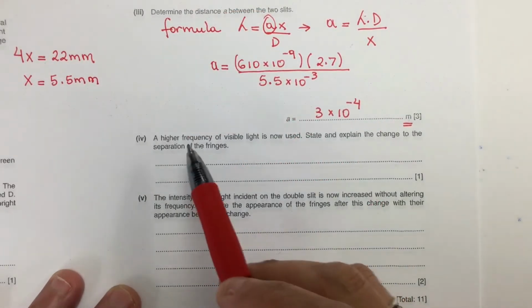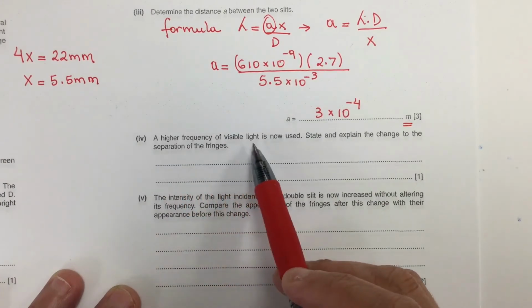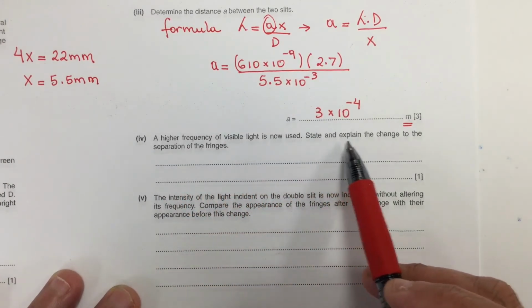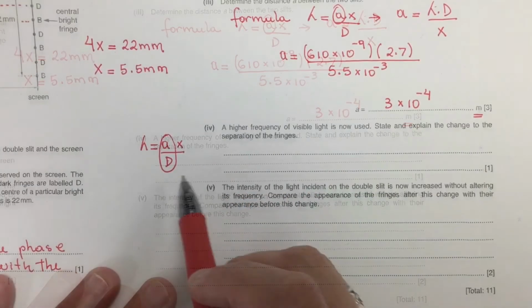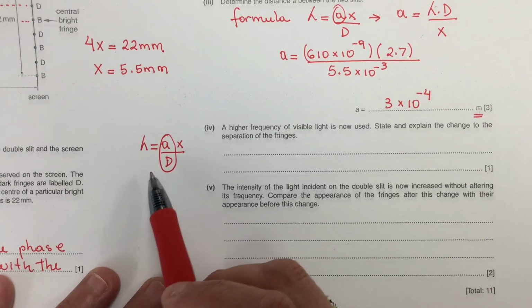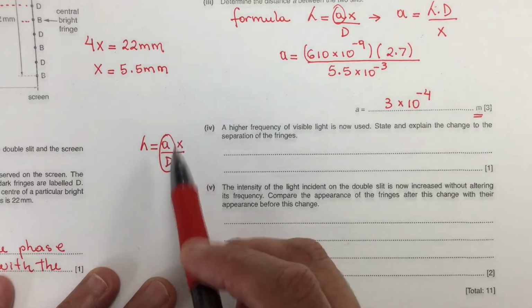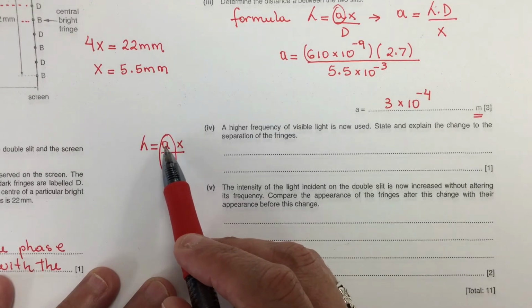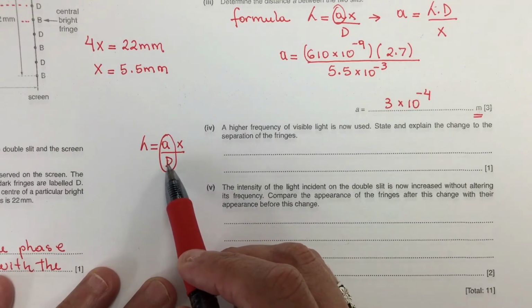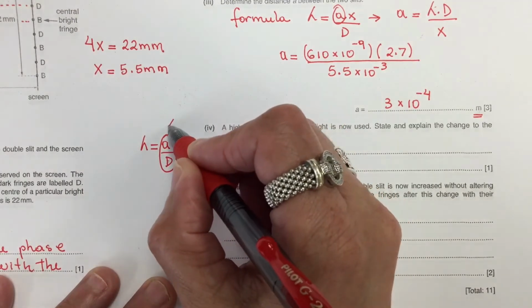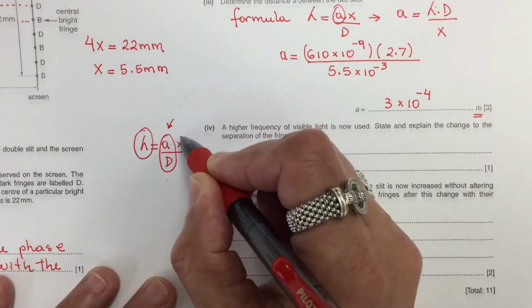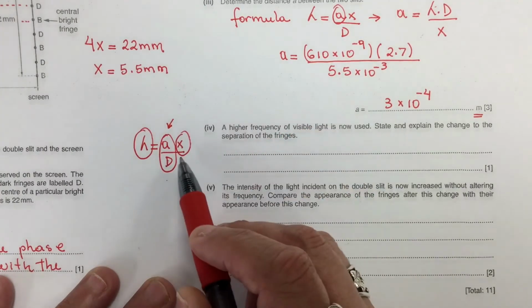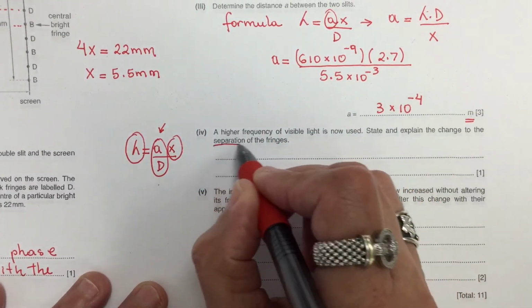The next question is saying that a higher frequency of visible light is now used. State and explain the change to the separation of the fringes. So let's go back to the original formula for the double slit. Since a, which is the separation between slits, and the distance between the slits and the screen did not change, let's ignore this fraction right here and look just at the wavelength and the separation between fringes, because this is what they want to know.